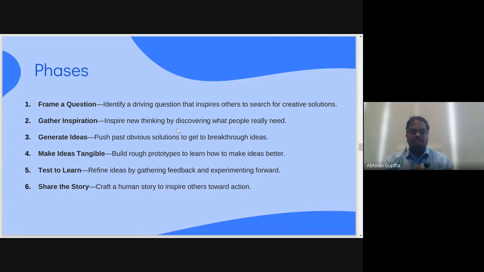So first, frame a question, and next, the second part is gather inspiration, because when you're trying to frame a question, that is where the human need will come, and you've already framed a question. Example, how can I make my college attendance system much better? That can be the question. And to gather inspiration, you have to think and interact with your environment. Are there any biometric attendance systems? Can there be face recognition? Or there can be any other interesting thing which is completely contactless, right? You gather inspiration from different places.